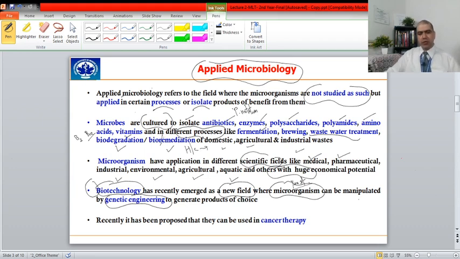And recently it has also been proposed that microorganisms can be used in cancer therapy. Okay, so let's move to the next slide.